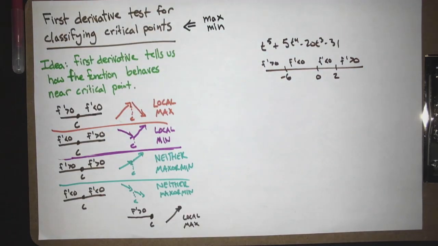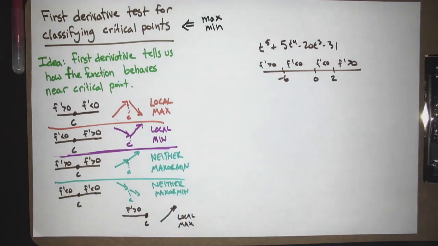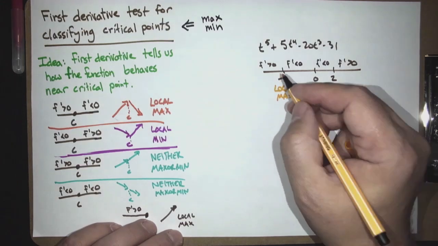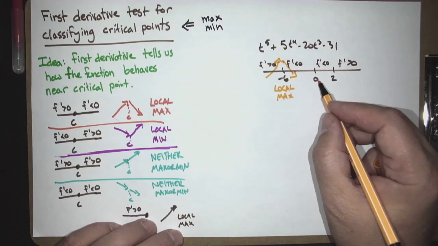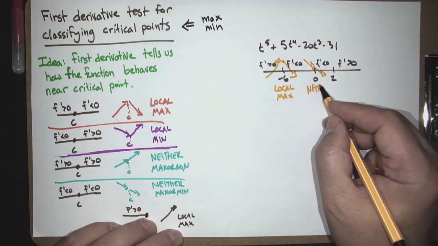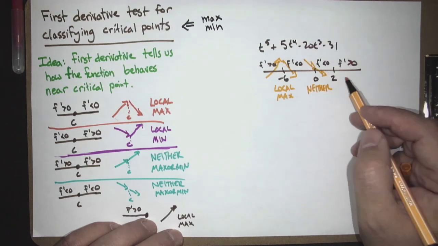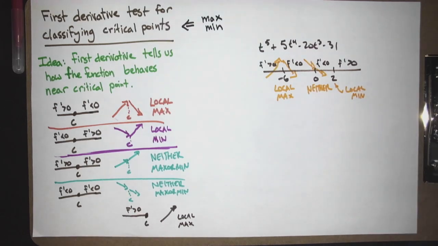All right, so for this function, what can we say about -6? What kind of point is it? This is a local max. We're going up, then going down. How about 0? It's neither, because we go down and down again. How about 2? Down, then up, so it's a local min. So we have one local max, one local min, and a point that's neither.